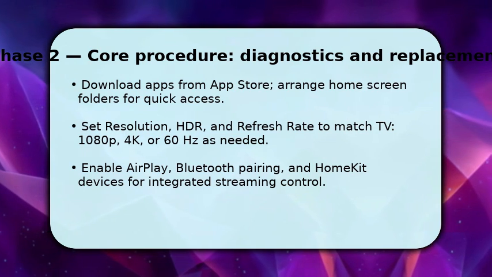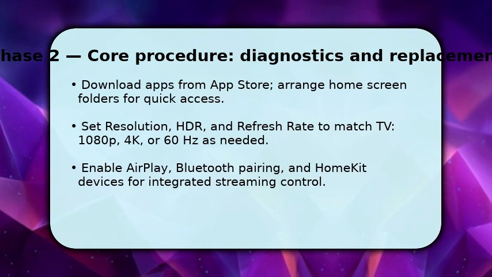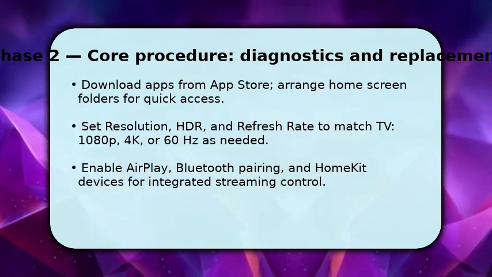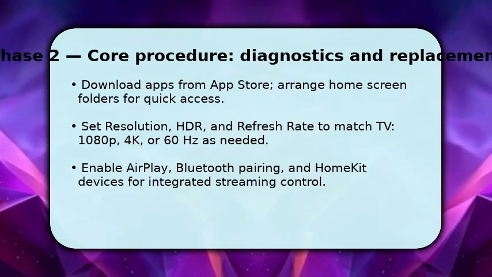Once done, enable AirPlay and pair Bluetooth devices, like controllers or speakers. Connect HomeKit accessories for one-touch control. Make sure audio output matches your sound system to avoid lip sync or volume surprises.